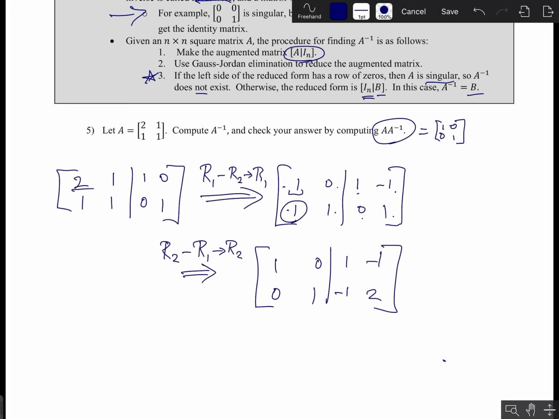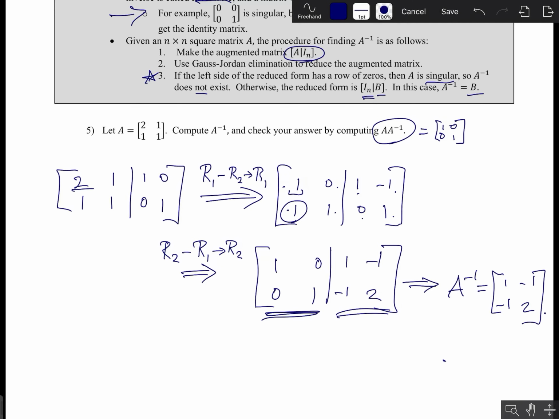Okay. And now if you look up at step 3 in the procedure above, it says if the left side of the reduced form has a row of zeros, then A is singular. Otherwise, the reduced form is the identity matrix on the left, which is what we have, like we normally want with these Gauss-Jordan elimination problems. And then the matrix on the right is the inverse that we were looking for. So what I claim is that A inverse should just be this matrix on the right side: 1, negative 1, negative 1, 2.